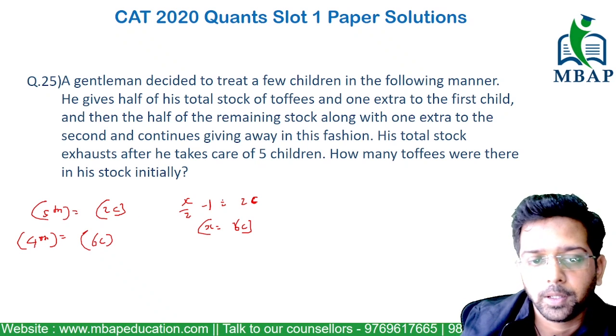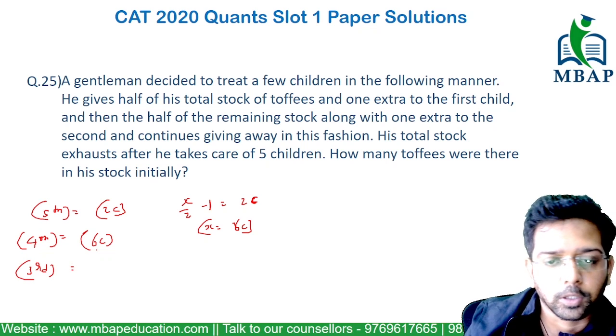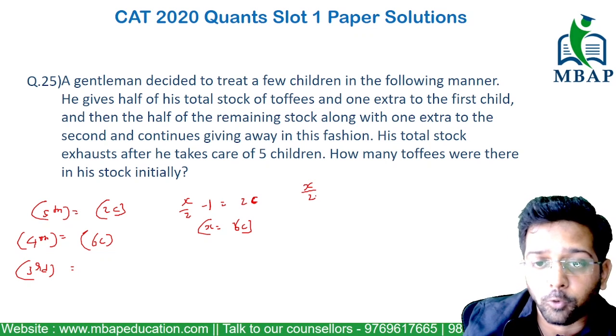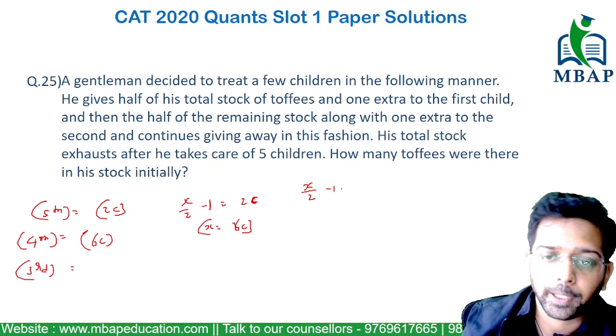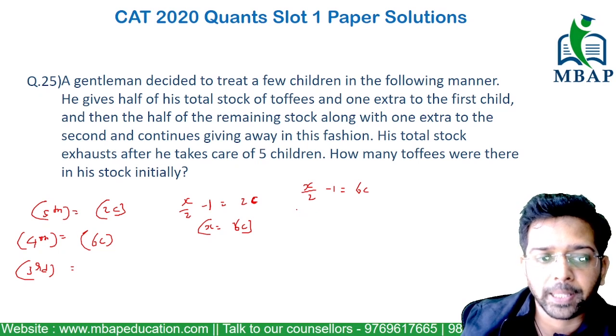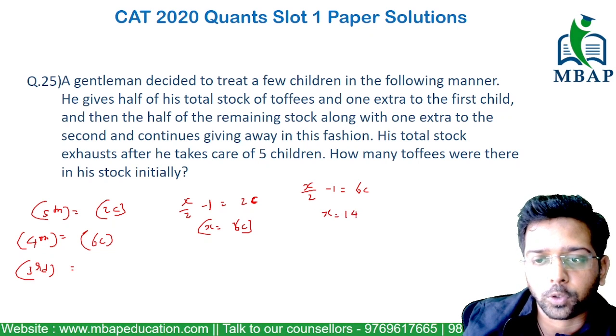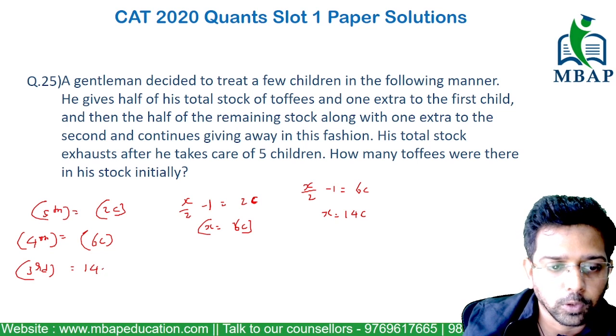We'll go reverse. Let's see the third child. The third child was again eating half of what was present plus 1. So leftover will be x by 2 minus 1, which is 6 chocolates given to the fourth child. So the present number of chocolates of the third child will be x equal to 14 chocolates.